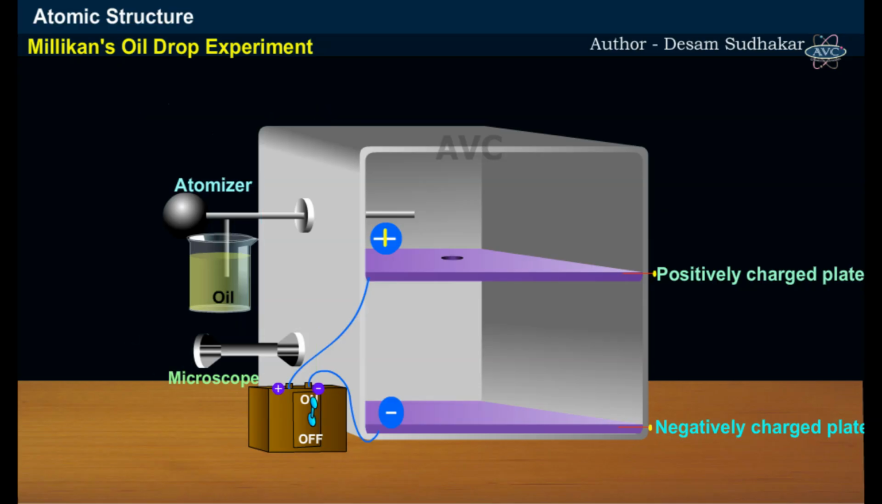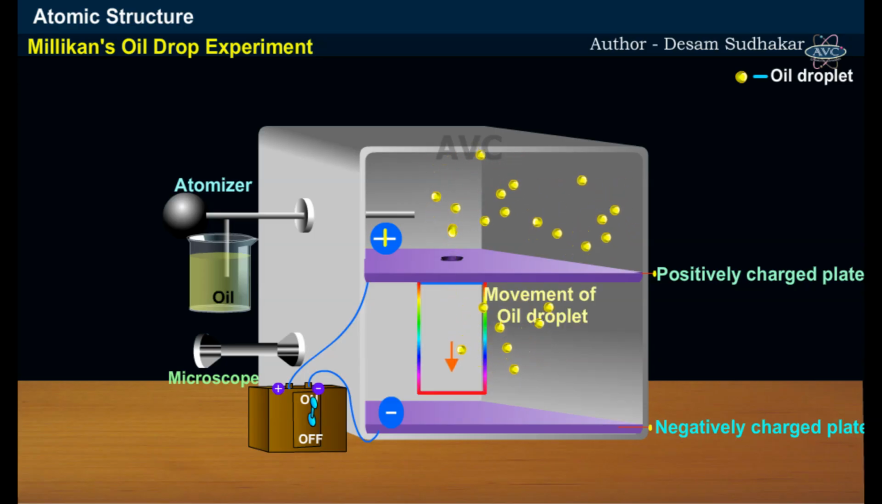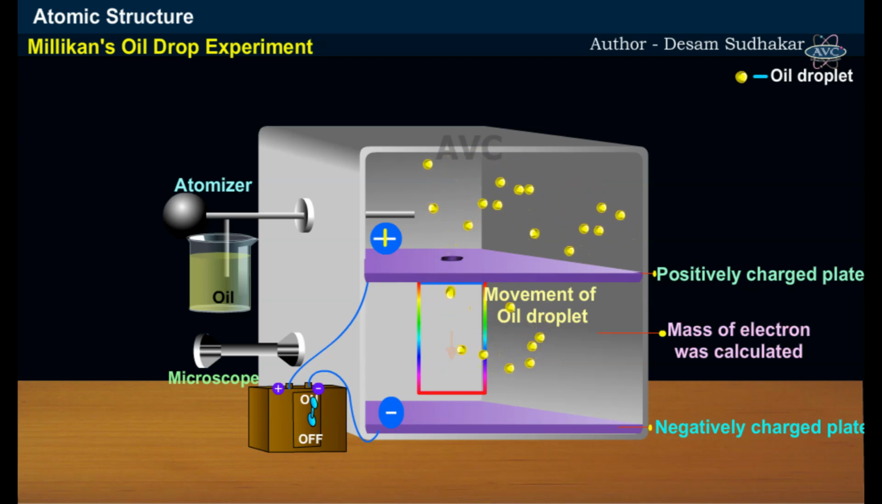In Millikan's experiment, with the help of an atomizer, a fine spray of oil droplets is sprayed into the upper chamber. It is observed that most of the tiny oil droplets spread all over the surface, while a few oil droplets moving with a certain velocity enter into the lower compartment under the influence of gravitational force. By observing the movement of tiny oil droplets, Millikan was able to calculate the mass of an electron.